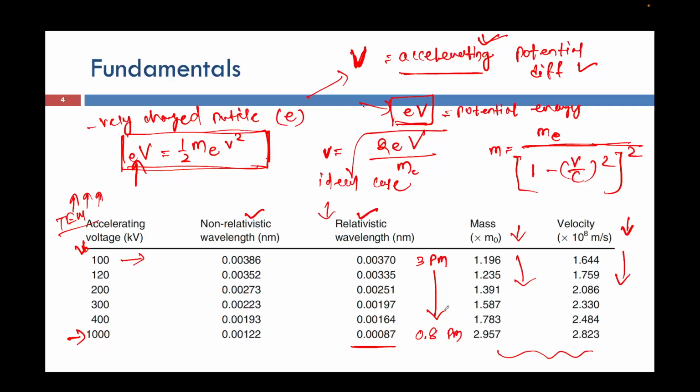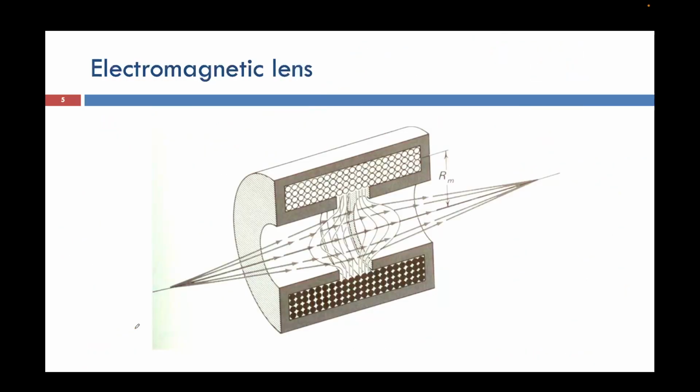This is the reason that in an SEM we restrict ourselves to 5 to 30 kV. That table was for a TEM, but for SEM, if we want to see microstructural surface topography, we restrict ourselves to 5 to 30 kilovolt. You could go beyond 1000 kV, but that will create some other kind of problem which we will see in the subsequent slide. So that was the concept of electrostatic lens.